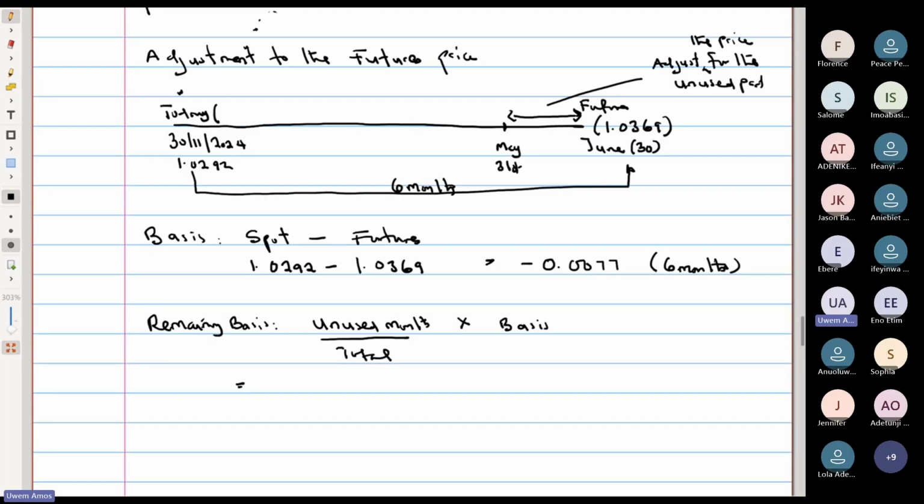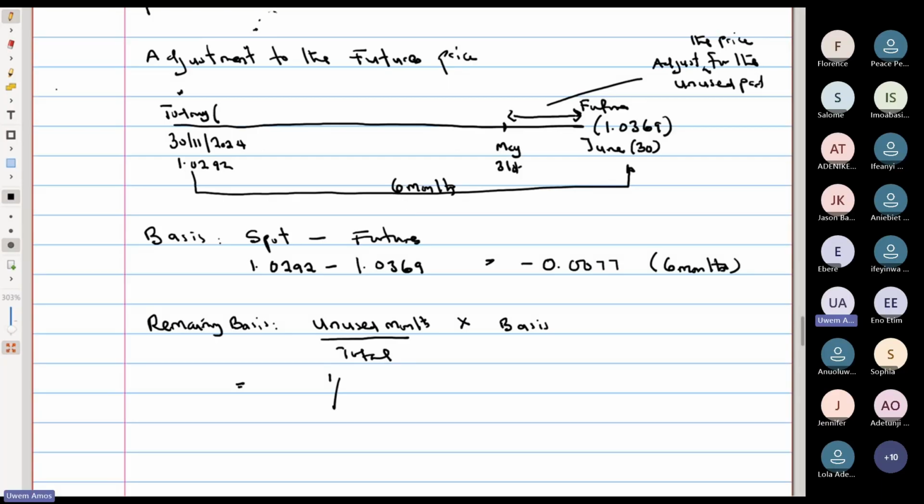Okay, so the unused month, or the period that we don't need it for, is between May and June, which is 1 month. Out of a total of how many months? 6 months. Out of a total of 6 months, which is from November to June. Is that 6 months or 7 months? Let's check that again. November, December, January, February, March, April, May, June. Total of 7 months, guys, not 6 months.